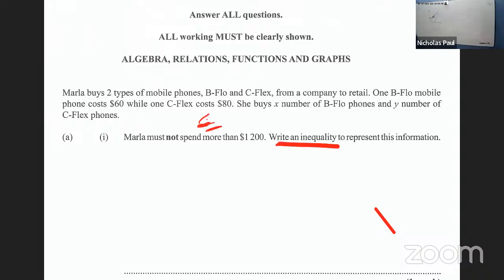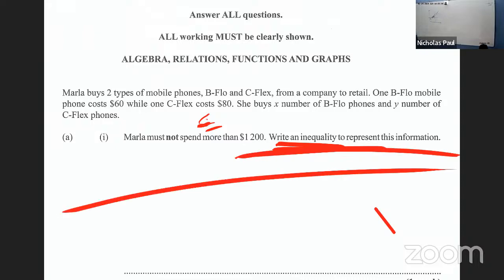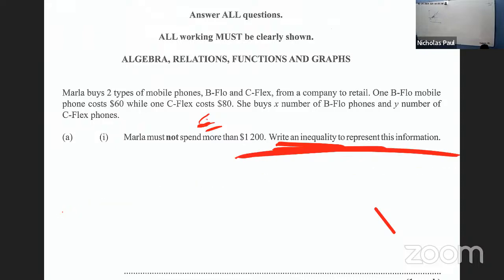Do me a favor, figure out the inequality, please. Take a little read and try to figure out the inequality. She cannot spend more than 1,200.